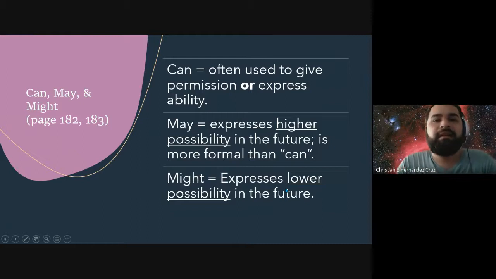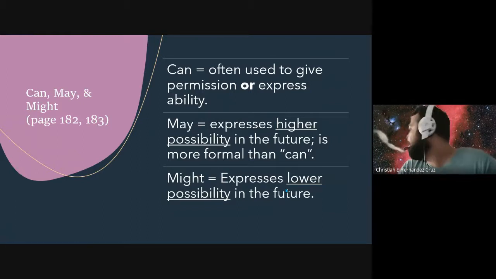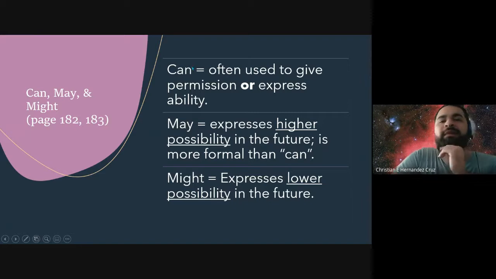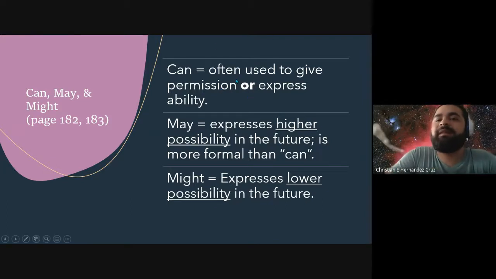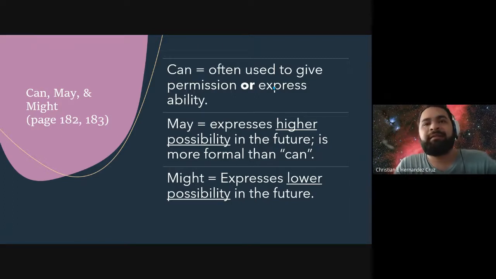And starting with can, may, and might. So, as I was saying, can is often used to give permission or to express ability. For permission, we could ask, can I go to the movies? Or can I go to dinner with Fulano? And to express ability, you could say, I can jump, or I can dance, or I can split the atom.